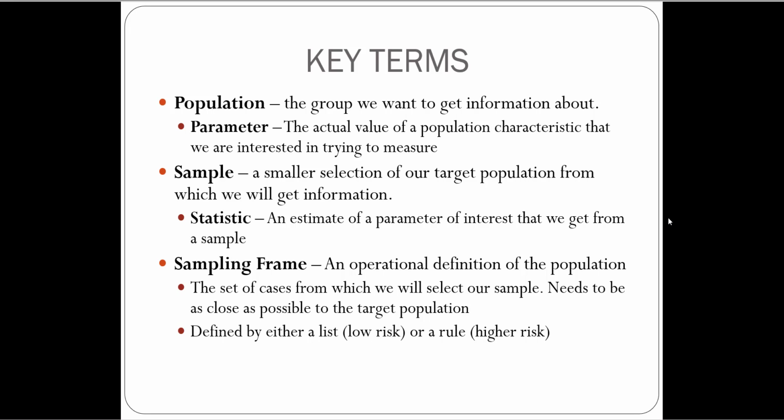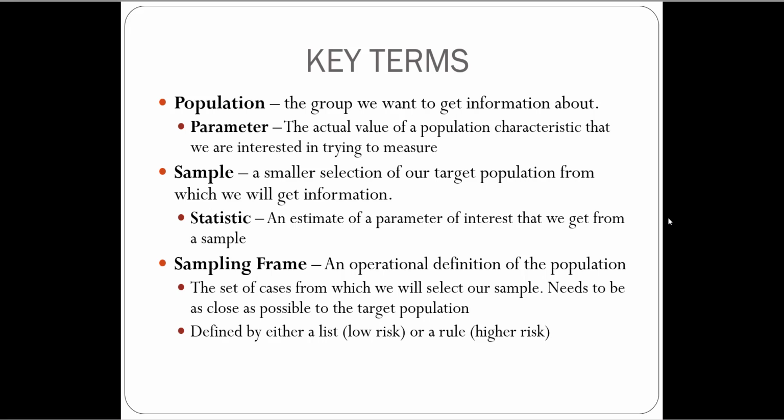This sampling frame can either be defined by a list. If we have a list of every single person in our population, great, our sampling frame is going to exactly match our population. However, this is fairly rare. We rarely have a list of everybody who is in our population of interest, and so we frequently have to use a rule, such as sending a mailer to every house in a particular area, or sending a mailer to people in a particular address.